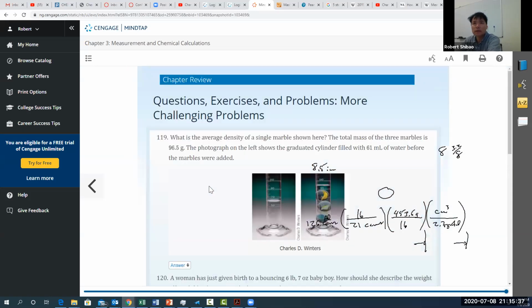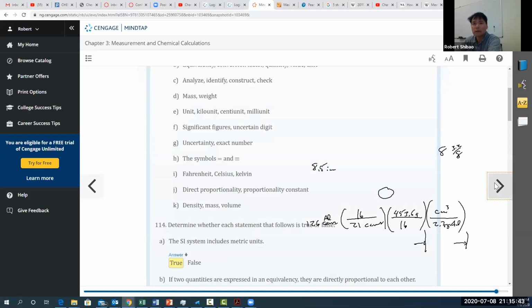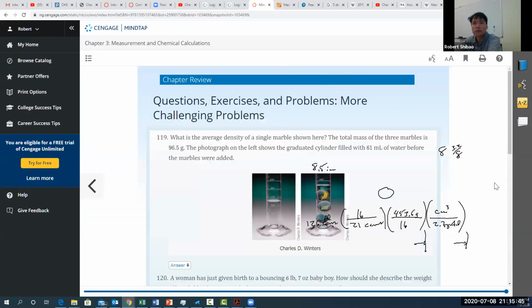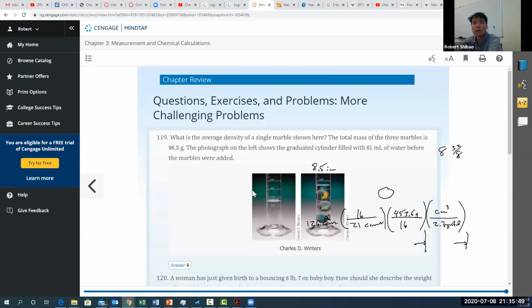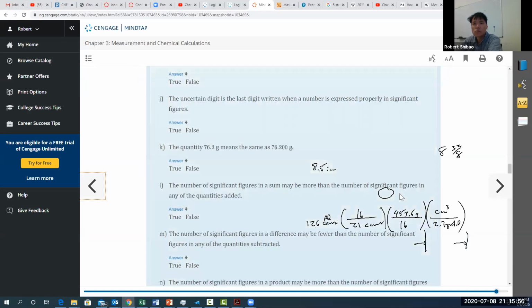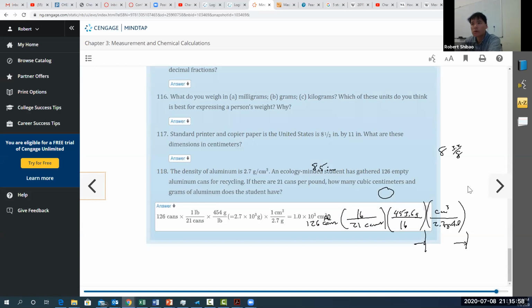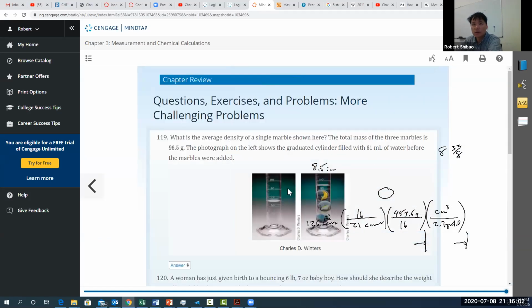Okay, let's take a look at the next. Oh, no, I already did most of those. Okay, now we're on the more challenging problems, I think. Unless I skipped a page, did I skip a page? No. Okay, so the more challenging problems here. Actually, we did this one, 119, we did that in class.